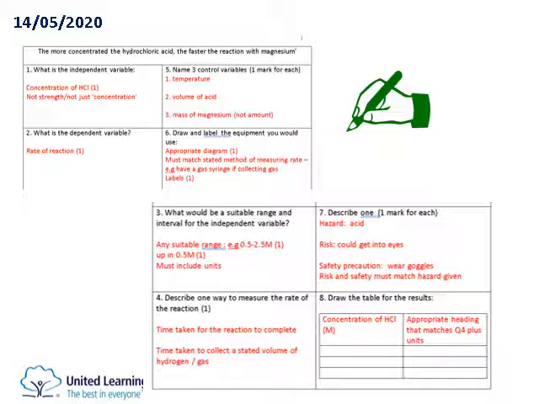So suitable range and interval, we're talking about acid. So you have different concentrations. So you can just give a suitable range. And my example is going from the smallest, which is 0.5, up to 2.5. You could have had anything from like 0.1 to 3 if you wish, that's fine too. My interval is 0.5, so that just means I'm going up every 0.5.